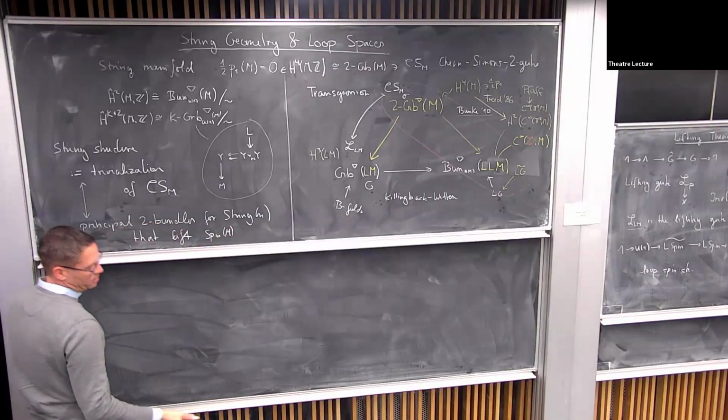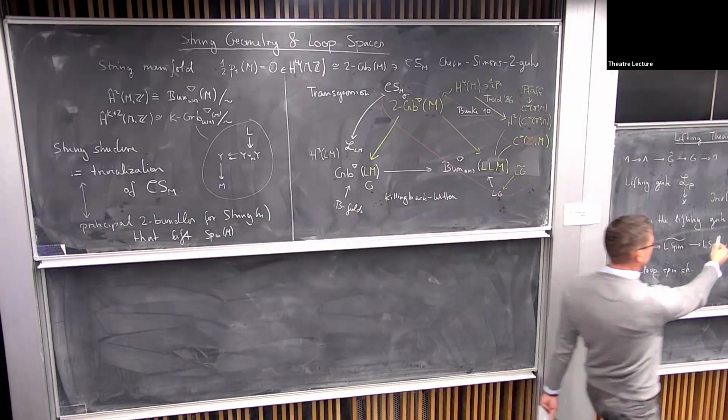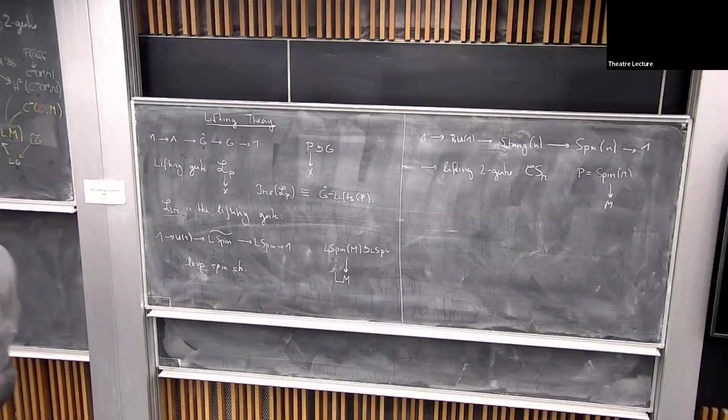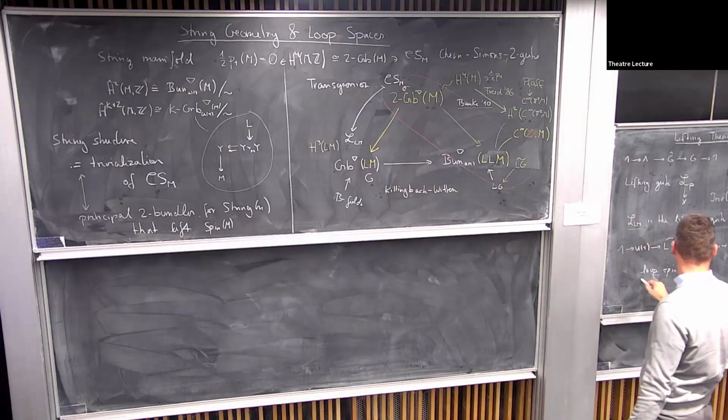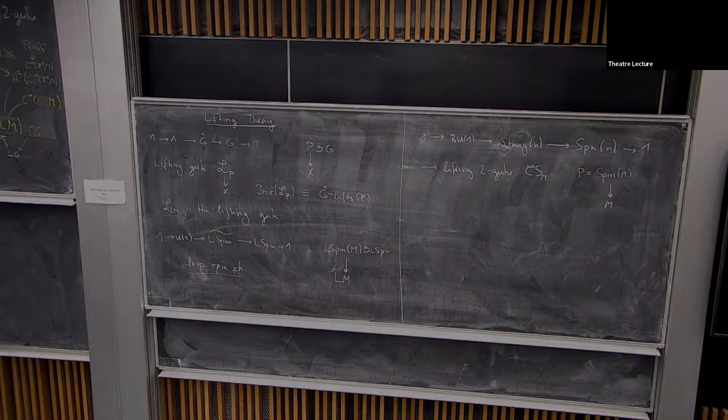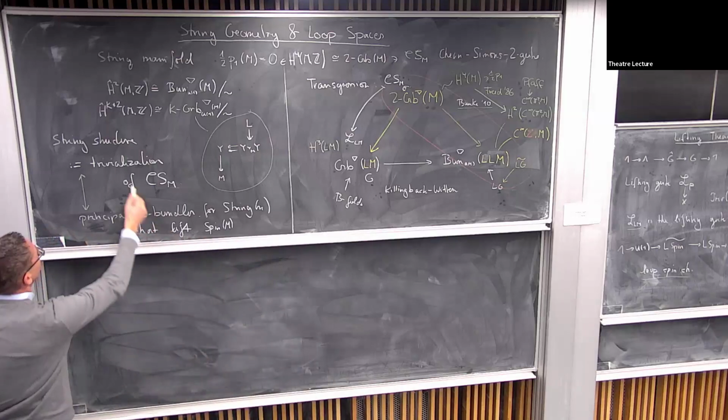So by this equivalence, that's really now an equivalent formulation. The other formulations of string structures, for example loop spin structures, are not equivalent, just derived, but forgetting information. But this is really an equivalence.